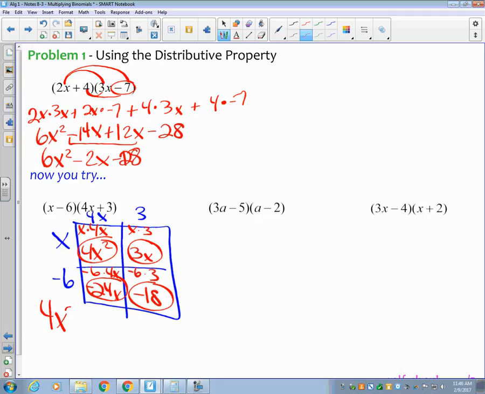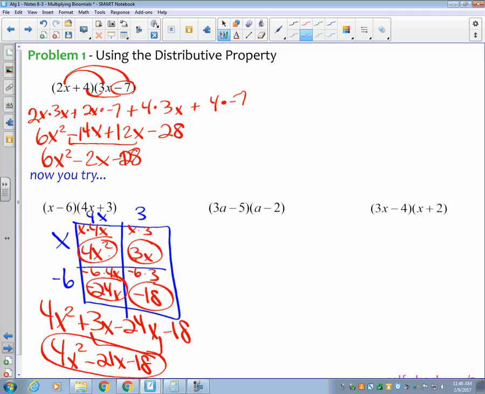So 4x squared plus 3x minus 24x minus 18. We're going to combine these middle terms together. Minus 21x minus 18. All right, we're going to take a couple moments, and you guys are going to do the now you try this together.